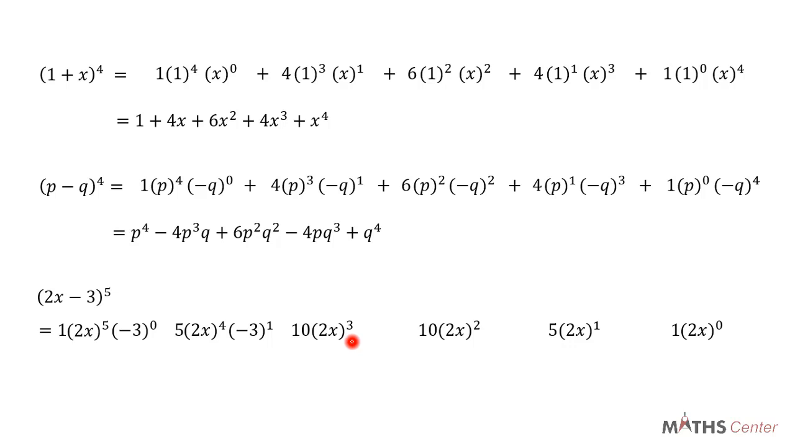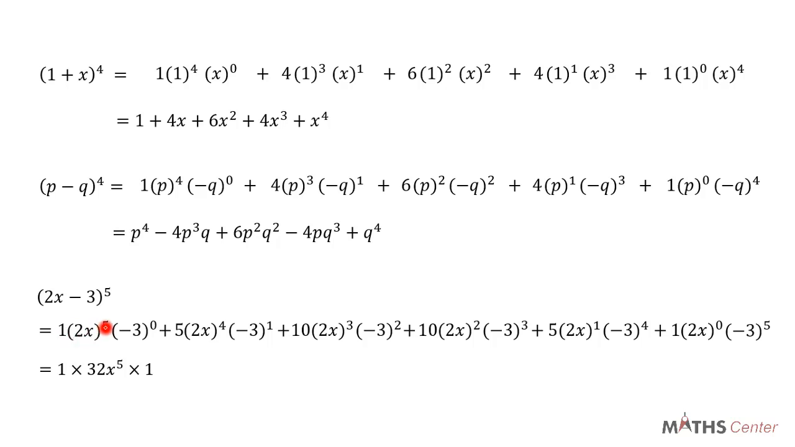In the next one, negative 3 will have an exponent of 2. In the next, negative 3 will have an exponent of 3. In the next, negative 3 will have an exponent of 4. And in the next, negative 3 will have an exponent of 5. Then after that, we add the terms together. Now let's simplify.